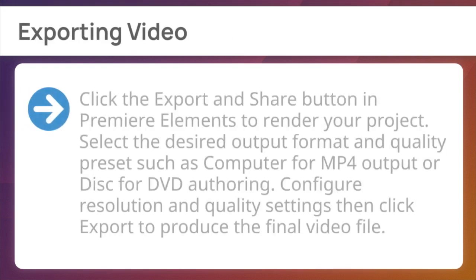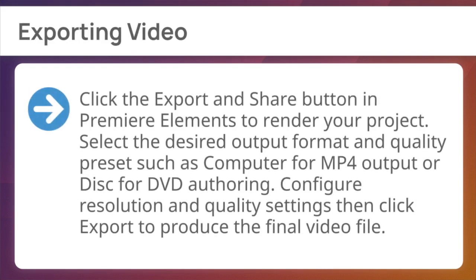Next, exporting video. Click the Export and Share button in Premiere Elements to render your project. Select the desired output format and quality preset, such as Computer for MP4 output, or Disk for DVD authoring. Configure resolution and quality settings, then click Export to produce the final video file.